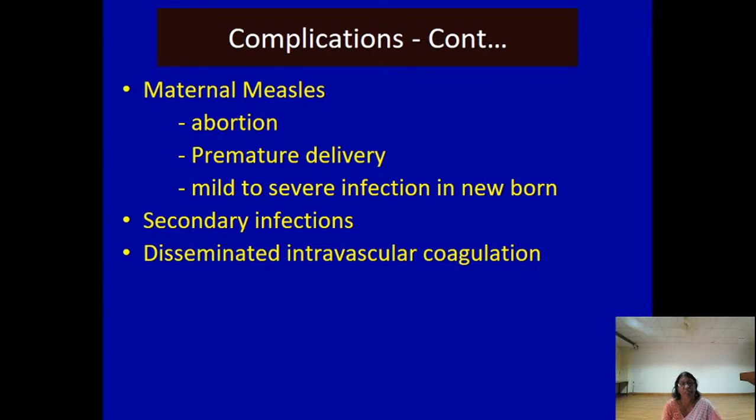So, if a pregnant woman is affected with measles, it can result in abortion or premature delivery or mild to severe infection in newborn. Secondary infections can take place and disseminated intravascular coagulation, which can result in bleeding when she is pregnant. Okay, premature labor.